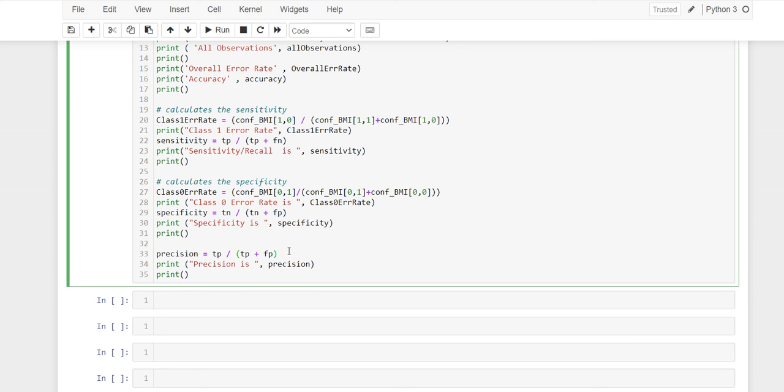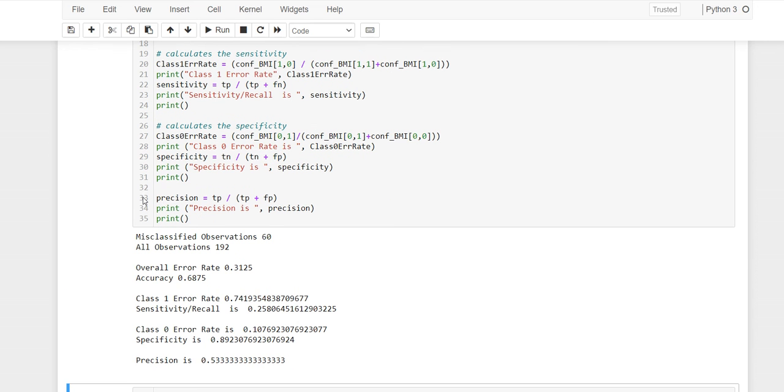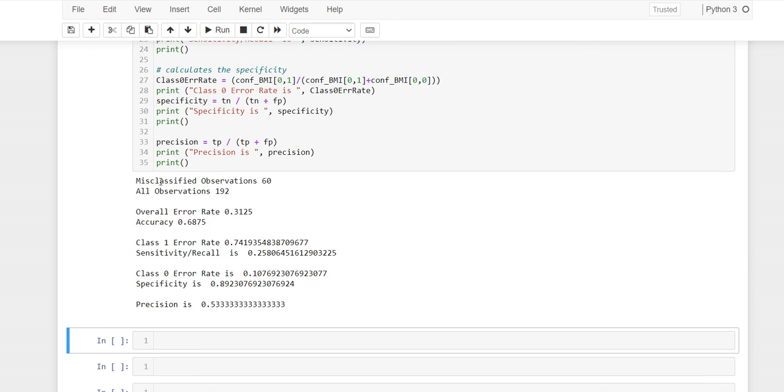All right, so I'm going to go ahead and run this. And huzzah, here we go. These are the values for misclassified observations, all observations, the error rate, the accuracy, the sensitivity, specificity, precision for my BMI classification model. My recall for the classification model is low, 25%, especially when identifying the positives is crucial. So my classification model, to be able to correctly identify positive results, is not very strong, albeit having a high value of accuracy.